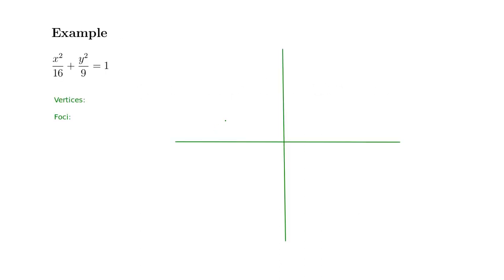So here's a quick example that we can talk about. Maybe if you want, pause the video, see if you can go back to those formulas. Notice X has the bigger value, so this is going to be the one that we use to talk about orientation. See if you can find the vertices, find the focus, or the foci, because there's two of them, plot them, and then see if you can draw a decent little ellipse on here. I'll give you a second to figure that out, but pause the video and see if you can do that.